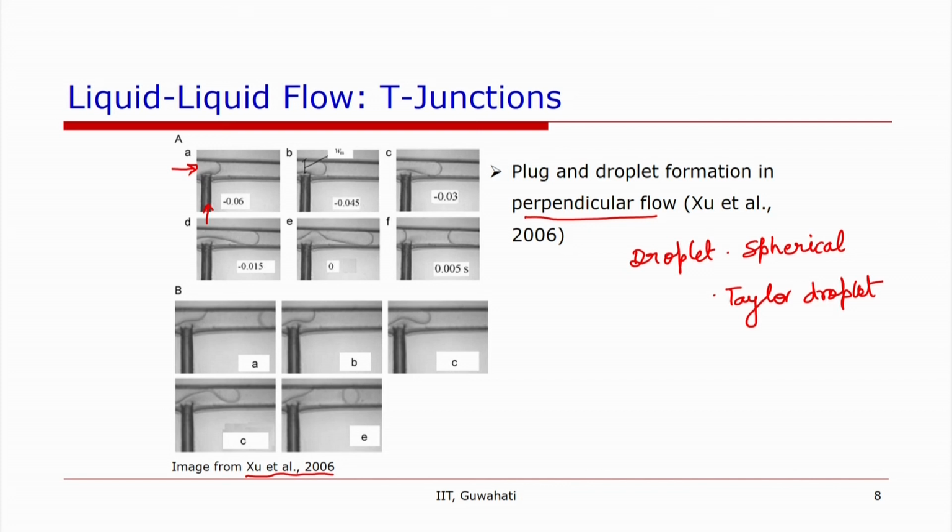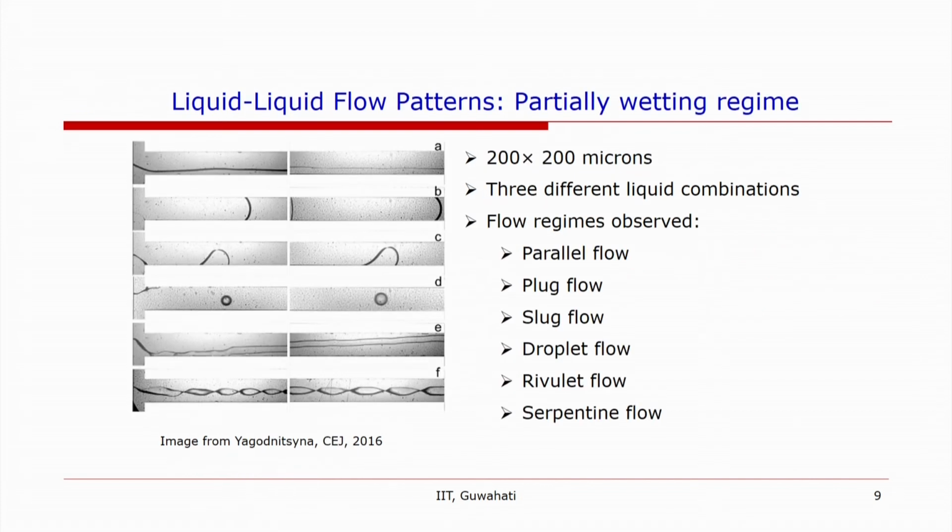And so, this is for work published recently by Yagonitsaina in Chemical Engineering Journal. They have conducted the experiments in a 200 by 200 micron channel and used three different liquid combinations: kerosene, water and different other oils. Now, they report different flow regimes. They have done over a range of flow rates and different liquids.